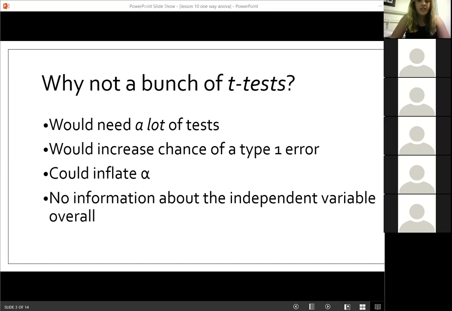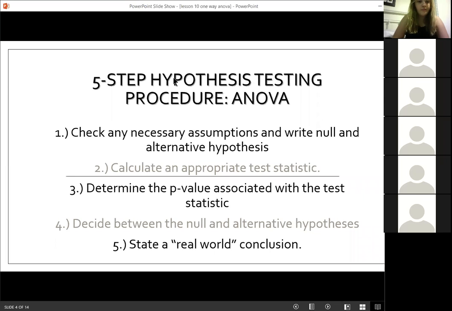It would increase that chance of a type 1 error, and the next bullet, it could inflate alpha. Remember, alpha is also our chance of getting a type 1 error. So if we took a bunch of t-tests, our alpha would continue to grow. That wouldn't really give us good information, and overall we would not have a lot of information about that independent variable. So it's not useful, honestly, to use a bunch of t-tests. That's why ANOVA tests have come into play.